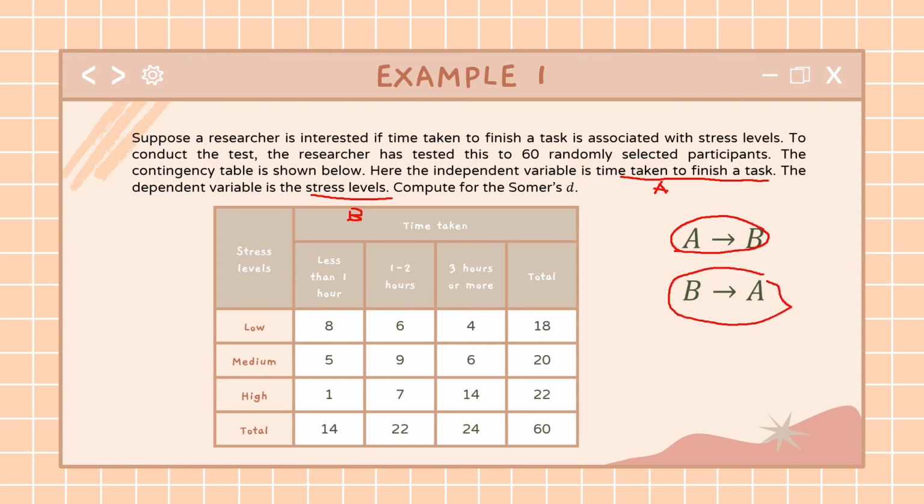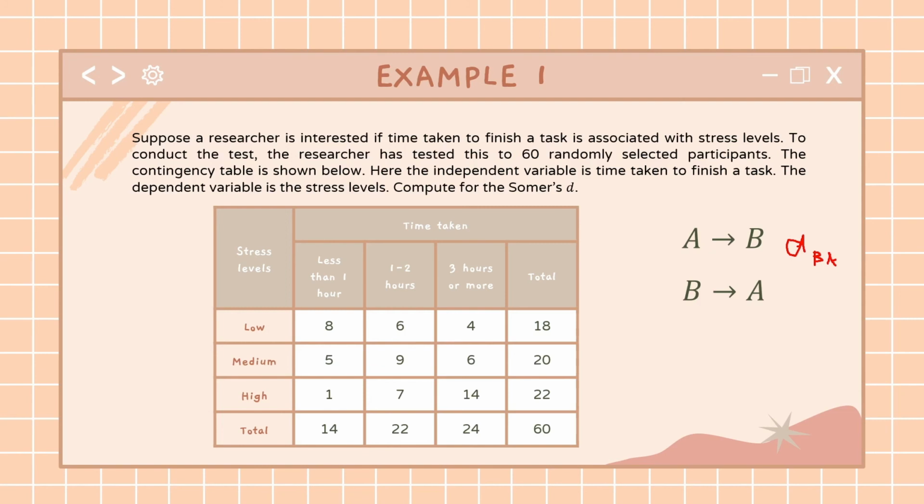And iba ito sa dito kasi mag-iiba na yung meaning nito kapag ito yung ginawa natin. Like, kapag dito tayo, sinasabi natin na yung stress levels ay nag-a-affect sa time taken to finish a task. Pero for this one kasi, yung interest natin is the otherwise, yung time taken to finish a task affects stress levels. Kaya ito yung gamitin natin, yung A to B. And this one follows the form of DA.